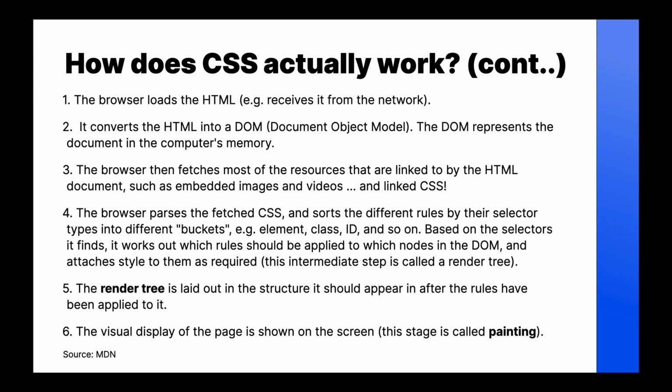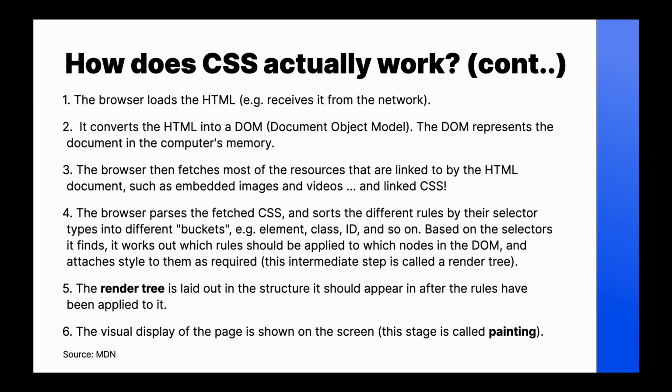So here are the steps that I stole from MDN as well. We can run through each real quick. The first is the browser loads the HTML. Step 2, it converts it into the DOM or document object model. The DOM represents the document in the computer's memory. The third step is the browser then fetches most of the resources that are linked by the HTML document. And that could be images or videos or JavaScript, and then of course CSS.